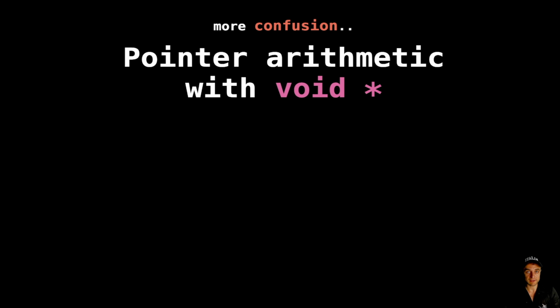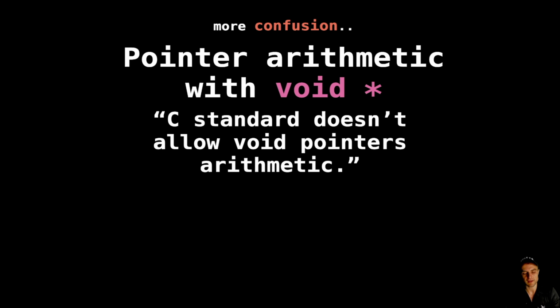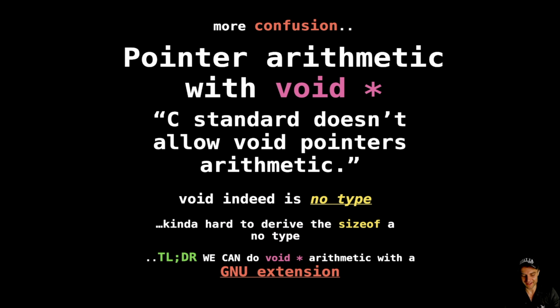Now I want to add some more confusion to your life, okay, with these pointers. And this is the question of pointer arithmetic with void pointers. Do you think it's feasible? Well, the C standard doesn't allow void pointer arithmetic. Void indeed is a no type, so it's kind of tricky to understand how to handle arithmetic, right? Because you know that arithmetic depends on the size pointed. If I'm pointing to a short, I'm gonna jump 2 bytes by 2 bytes. But it's kind of tricky to get the size of a no type, because void is a no type. Long story short, we can do pointer arithmetic with void pointers.